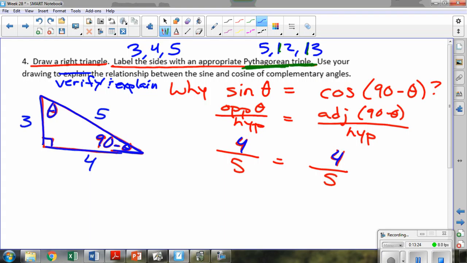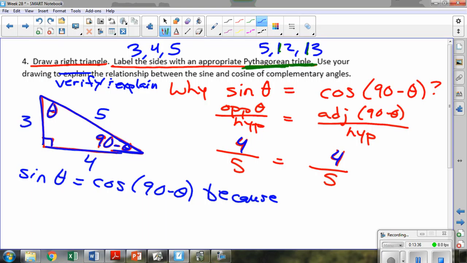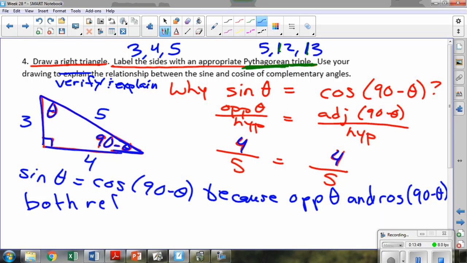We could write up the explanation. Sine of theta equals cosine of 90 minus theta, because opposite of theta and cosine of 90 minus theta, they're both referring to the same side, the same leg.